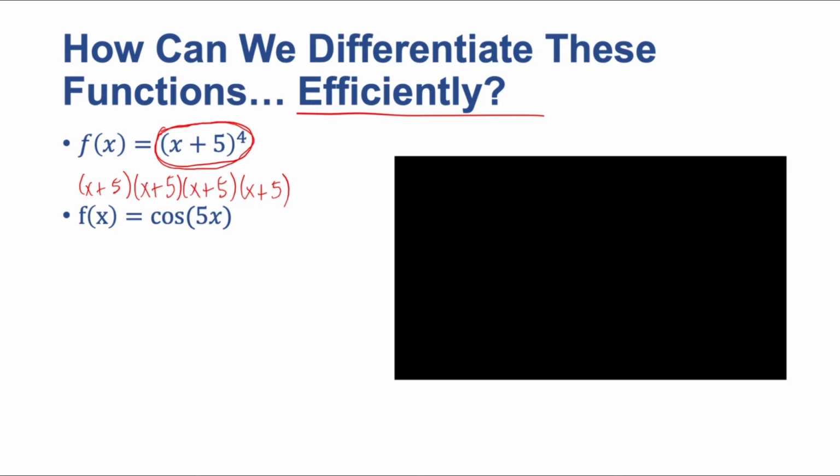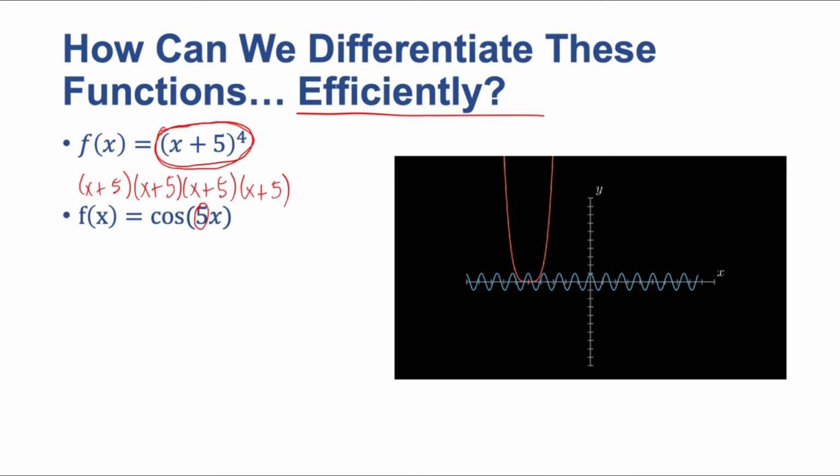And also functions like f of x is the cosine of 5x. We have a constant in the argument there, and we don't really know how to deal with that yet. We haven't really seen functions like that in differential calculus yet. So the chain rule is really going to help us out with those functions.